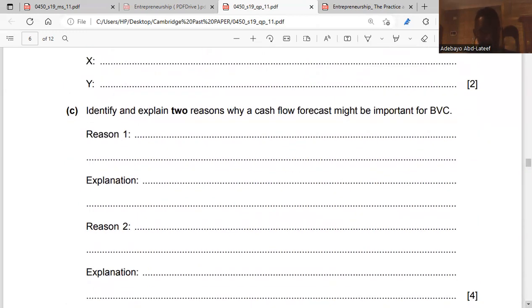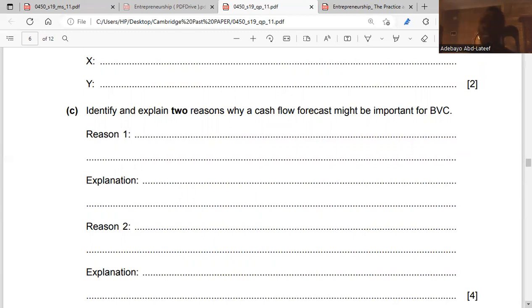Yeah. Identify and explain two reasons why a cash flow forecast might be important for BVC. So when you talk about why it is important for BVC, one, when you have a cash forecast, it could be used to request a loan from the bank. So the bank will be able to say, oh, this is what we are expecting. So if you are able to give us this loan, BVC could use it to request a loan. I think that is clear.